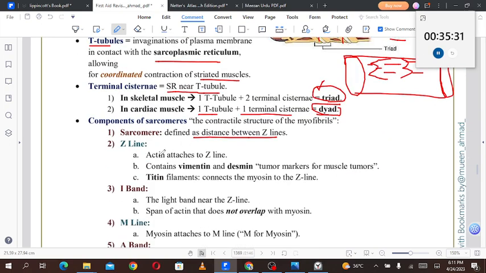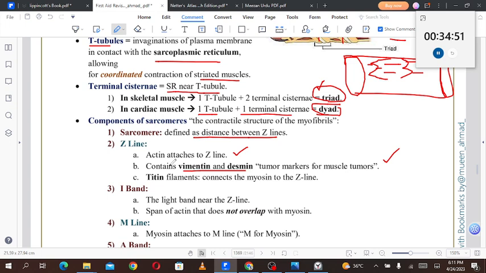Coming back to our discussion, actin attaches to the Z line. The Z line is basically the site of attachment of the actin. It contains vimentin and desmin, and these are also the lab markers when we talk about tumors originating in, for example, the skeletal muscle, like rhabdomyosarcoma. The mesenchymal tumors are vimentin and desmin positive. Vimentin and desmin are very particular for the skeletal muscles, so remember that vimentin and desmin are positive for rhabdomyosarcomas.